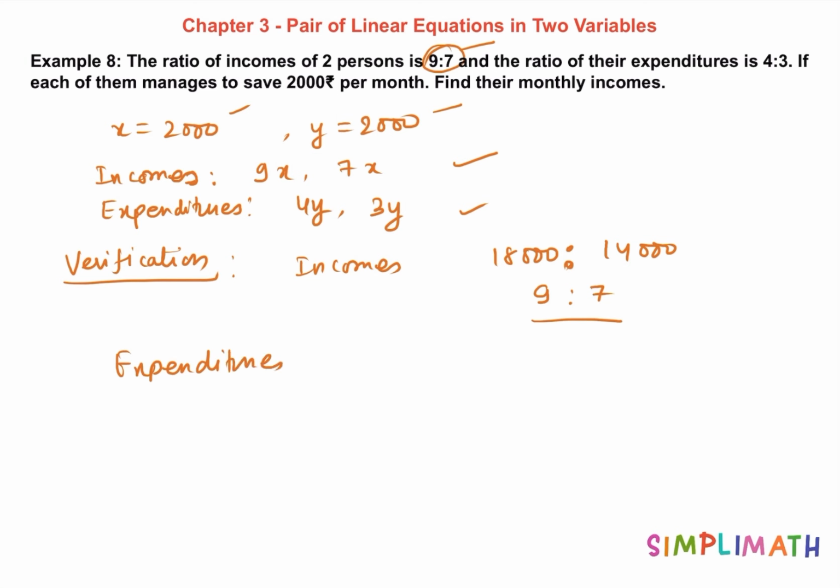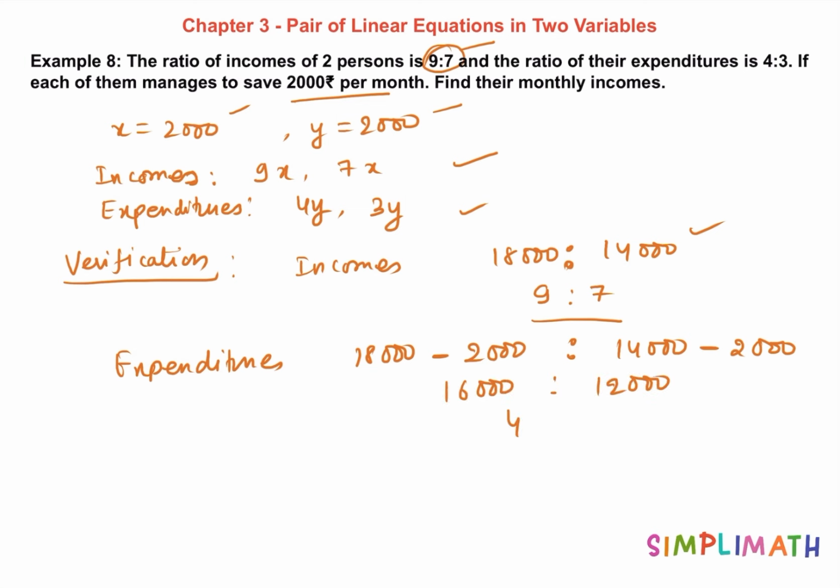Expenditures are 18,000 rupees, the income, minus the savings. And what is the expenditure for the second person? It would be the income, 14,000, minus the savings, 2,000 for every person. Now if we take the ratio of both of these, we get 16,000 is to 12,000. So this is 4 is to 3, and we are already given that the ratio of the expenditure of both the persons is 4 is to 3. So basically we have verified our solution over here. So this is how you have to proceed with such questions.